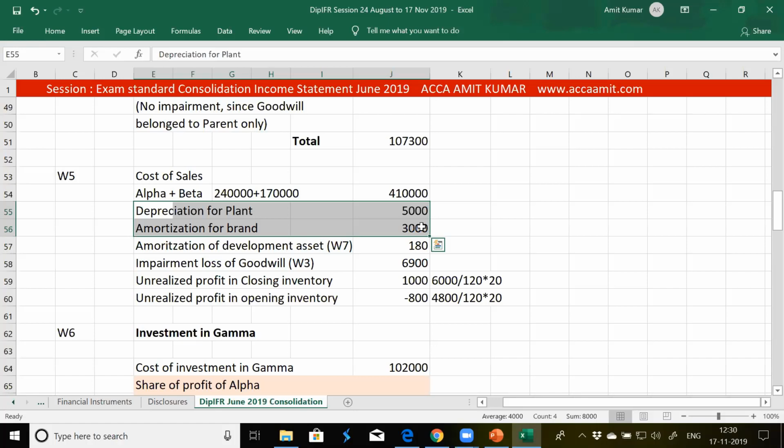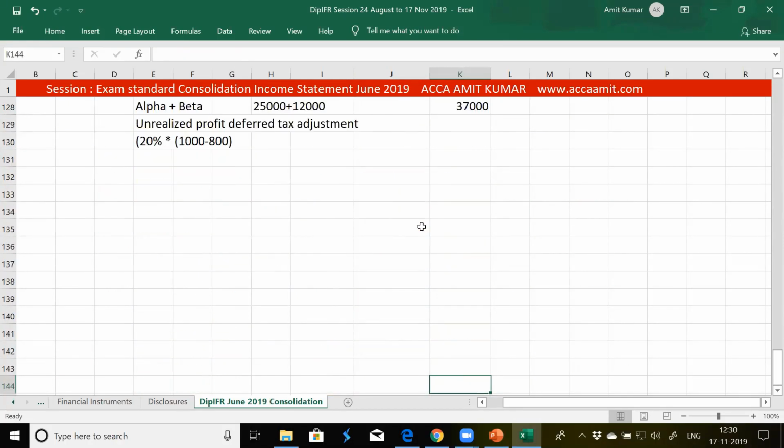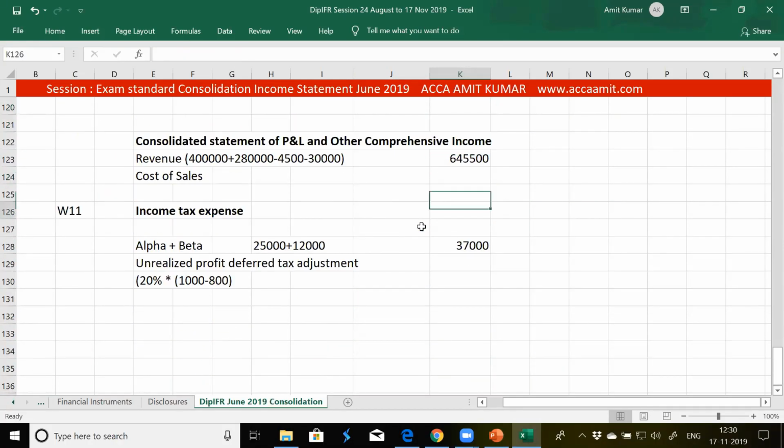Our tax liability will reduce by how much? So one, our tax expense will reduce because of this depreciation and amortization. Second, our tax expense will reduce because of unrealized profit of 1,800. Minus 20% of 200. Our tax expense, which we have included as part of the income statement, will reduce by 40.